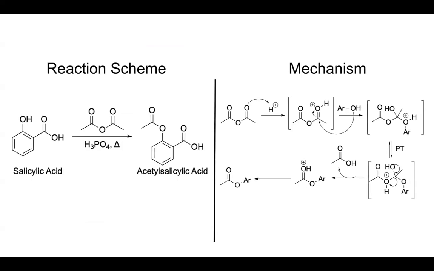Reaction scheme. So I wanted to highlight the reaction scheme in comparison to a mechanism, just to make sure we can understand the difference. A reaction scheme just gives us the reagents that are used to make a product. So in this example, we are combining acetylsalicylic acid with this anhydride under acidic conditions and heat. And by doing that, we now form acetylsalicylic acid. Essentially, a reaction scheme is the visual representation of your purpose.